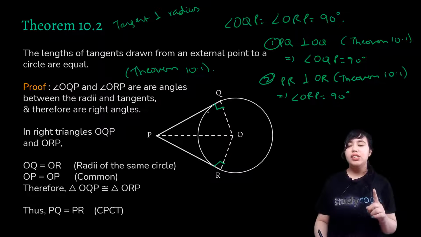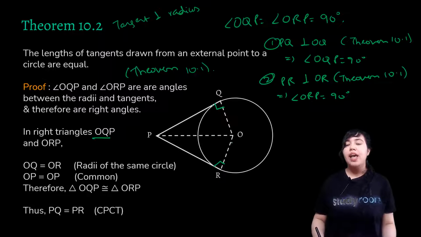Now you have to consider these triangles OQP. Now it is a right angle triangle because if one angle of a triangle is 90 degrees, it becomes a right angle triangle. So OQP is a right angle triangle, and if you notice triangle ORP, that also has a 90 degree angle. So both the triangles are right angle triangles. So here we'll try to prove these two triangles congruent now.